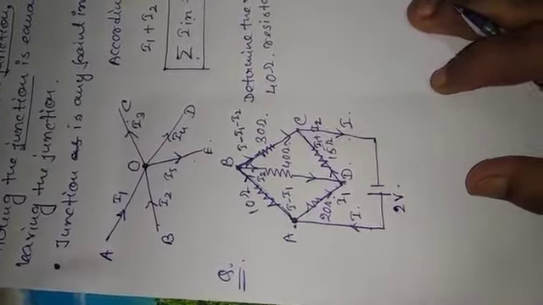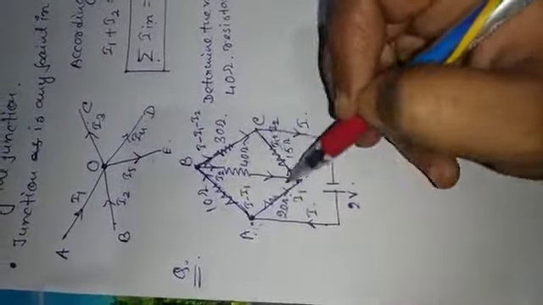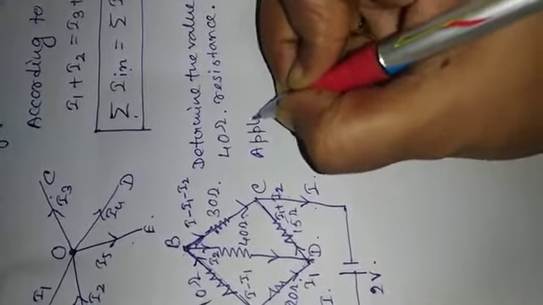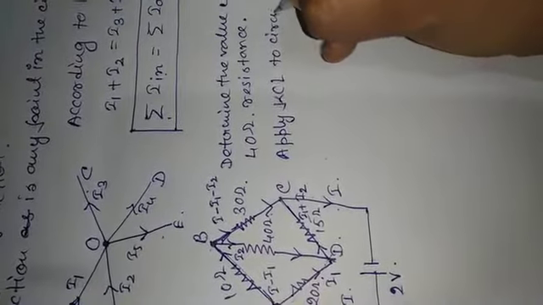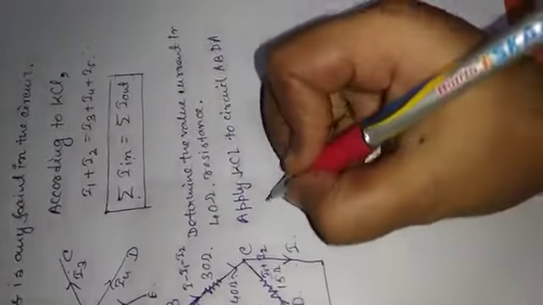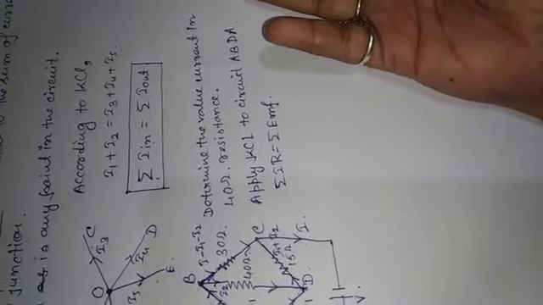So, for the circuit A, B, D, A, this part, I am applying KCL in this part. Apply KCL to circuit A, B, D, A. That is summation of IR equal to summation of EMF, in general, according to Ohm's law.